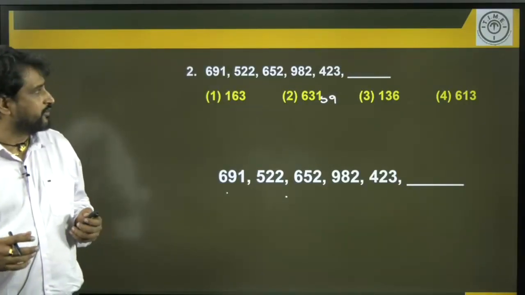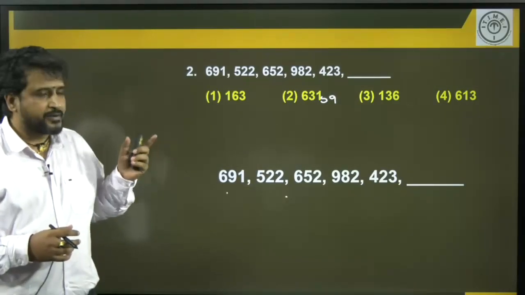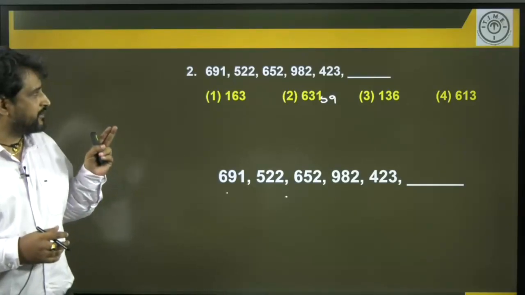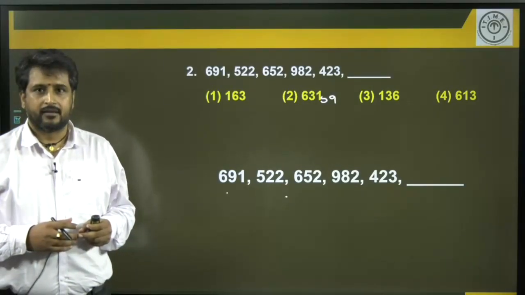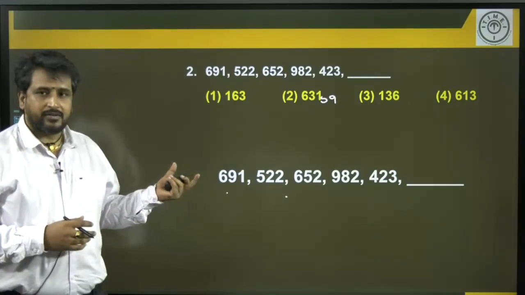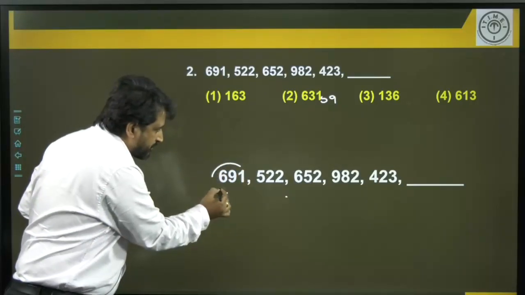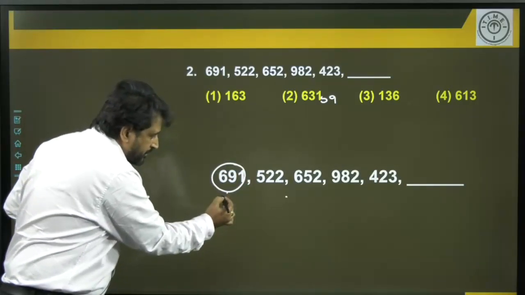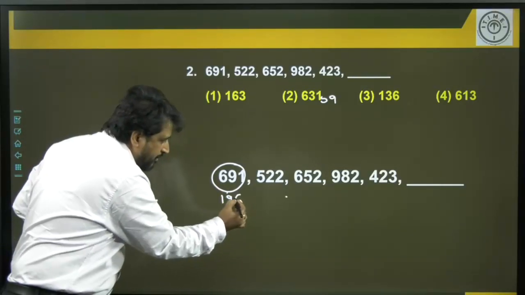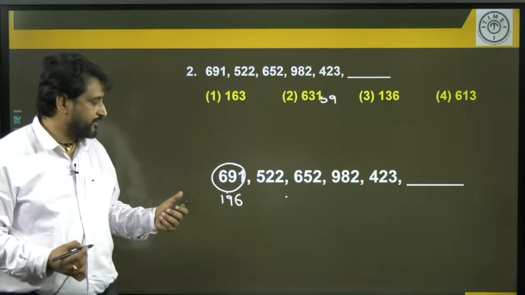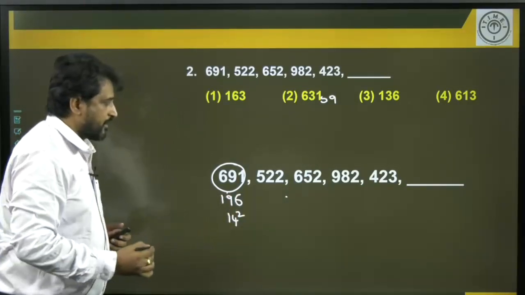691, 522, 652, 982, 423. Did you identify these numbers? 691, 522, 652, 982, 423. These numbers are perfect squares, but 691 is not a perfect square. When you reverse a number, if you write the digits in reverse order, 691 becomes 196. It is a perfect square. 196 is the perfect square of 14.